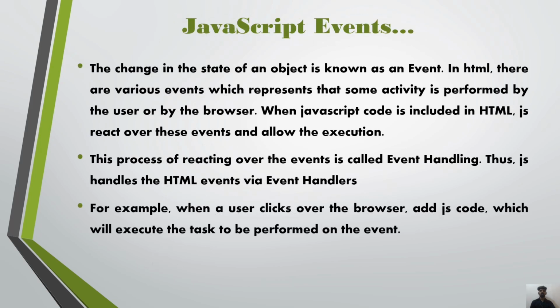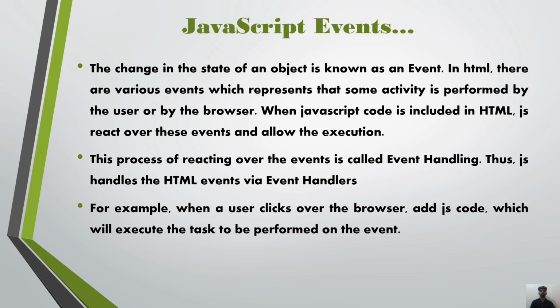Next topic, JavaScript events. A JavaScript event is a change of state of an object. It uses various events from the HTML document, some activity performed by the user or browser. When JavaScript code is included in an HTML document, it reacts to events and allows execution. Event handling is the process of reacting to events. It is handled from the HTML document via an event handler.